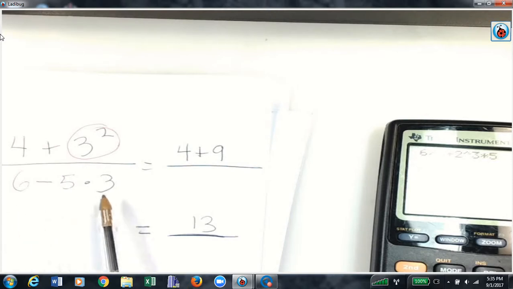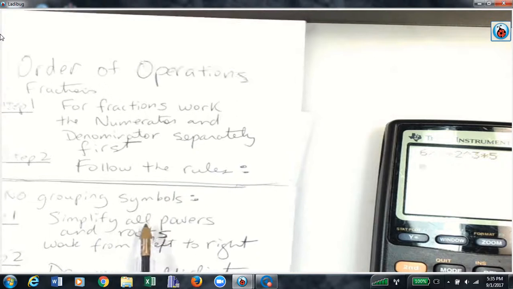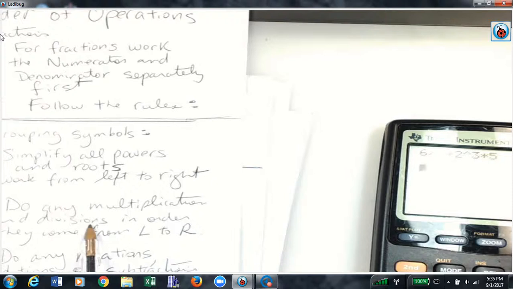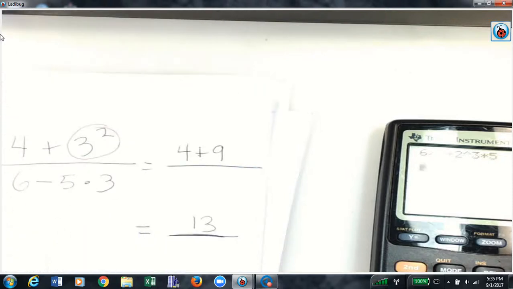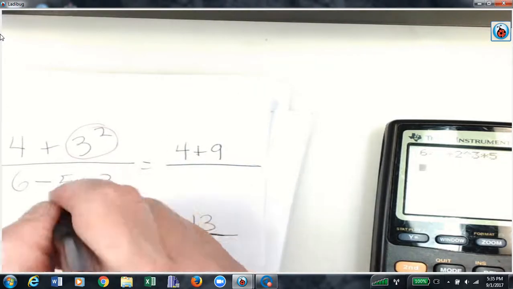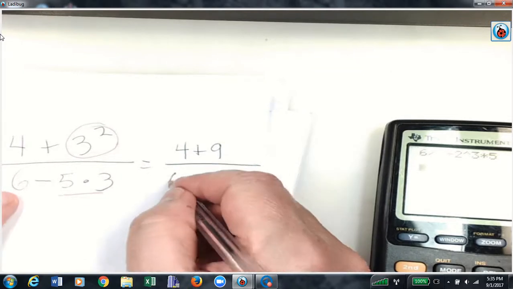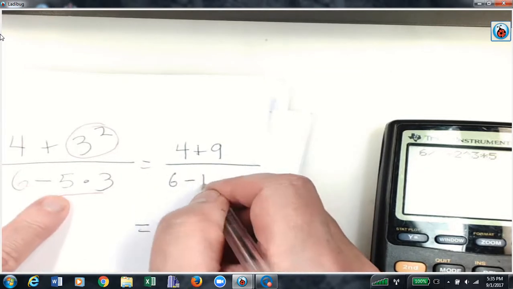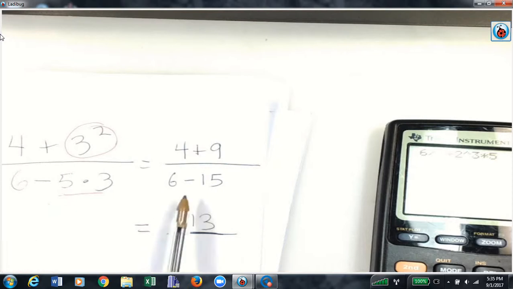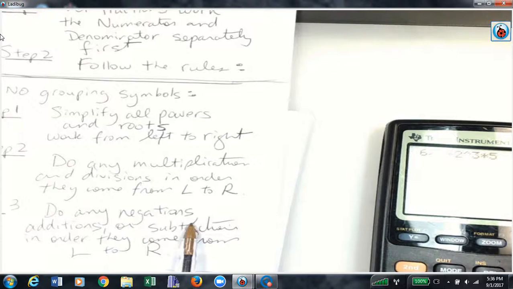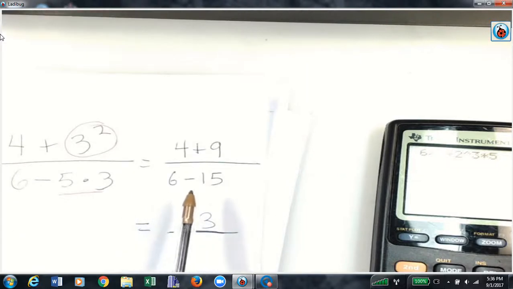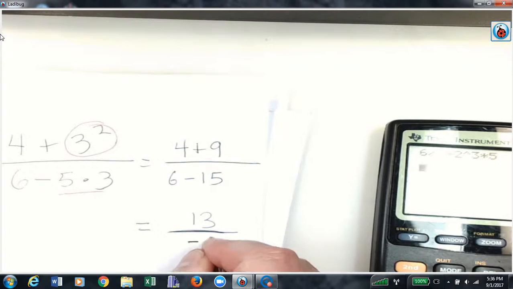And now I'm going to do the denominator, just looking at that expression. I don't have any roots or powers. Okay, so I go to step 2, and it says do any multiplications or divisions first. And I do have a multiplication when I'm going left to right. So that's going to be 6 minus 5 times 3, which is 15. And then here's where I'm at with the denominator, and I'm now in step 3. So 6 minus 15 is going to be negative 9.